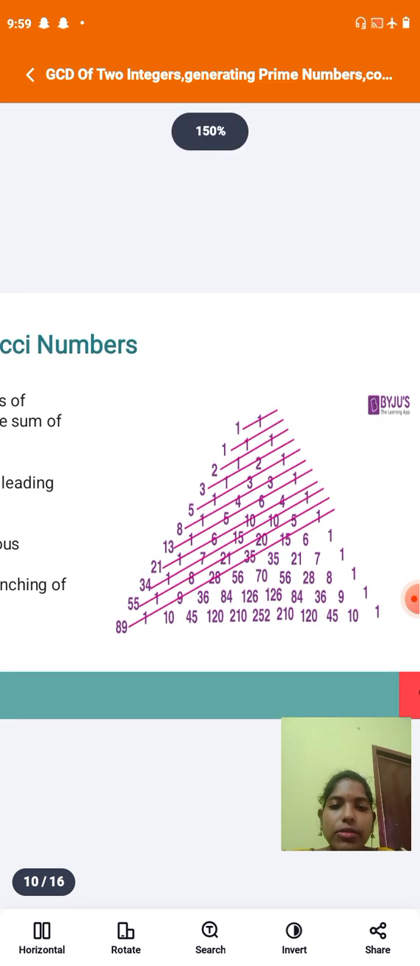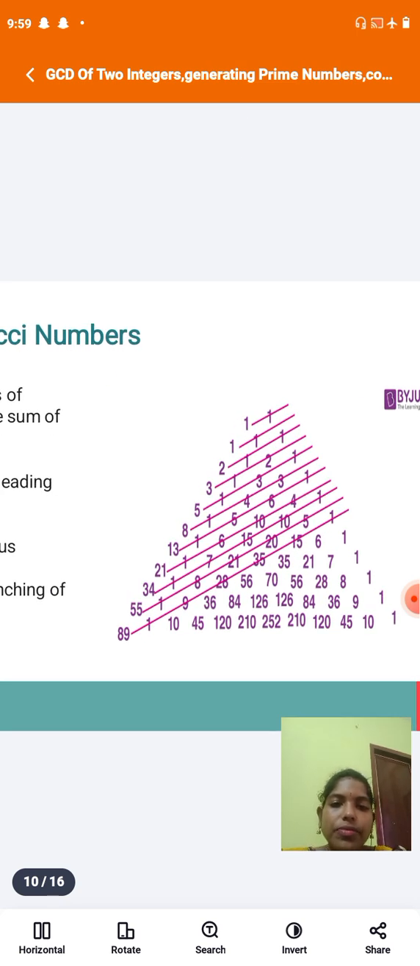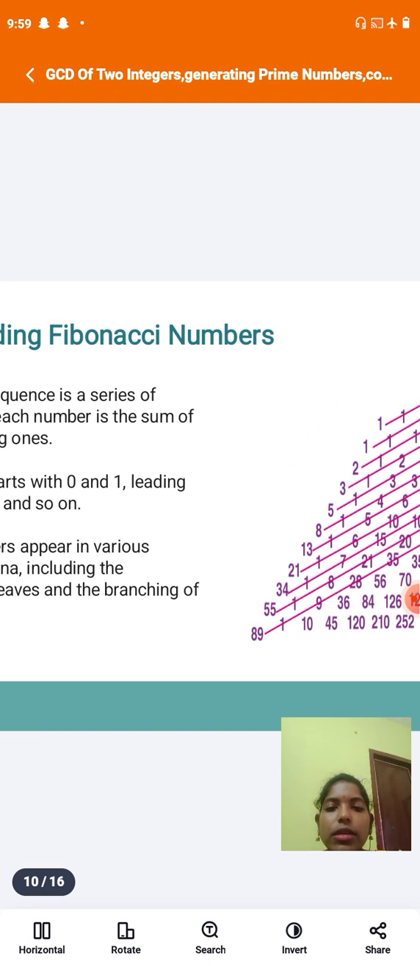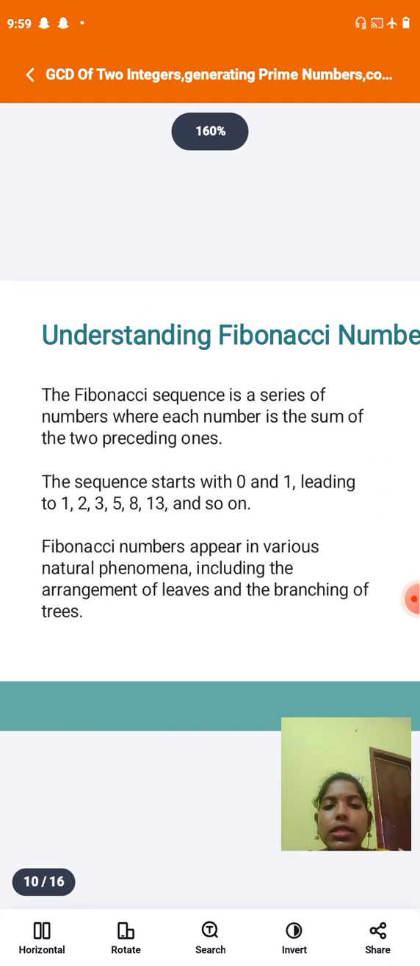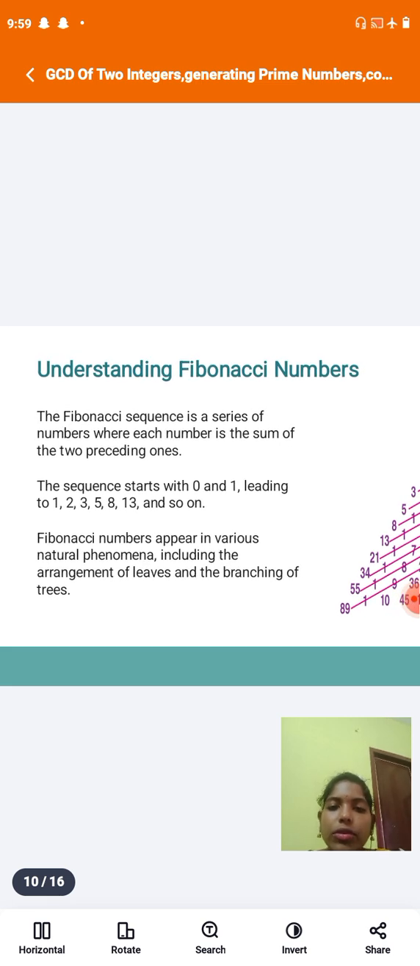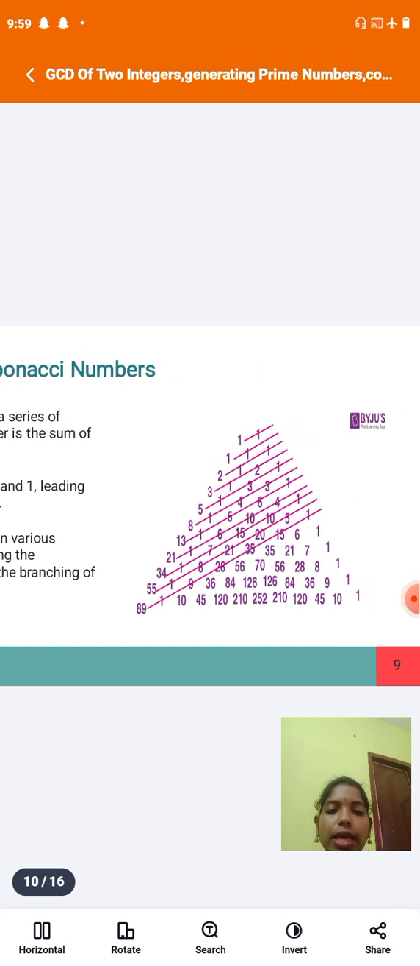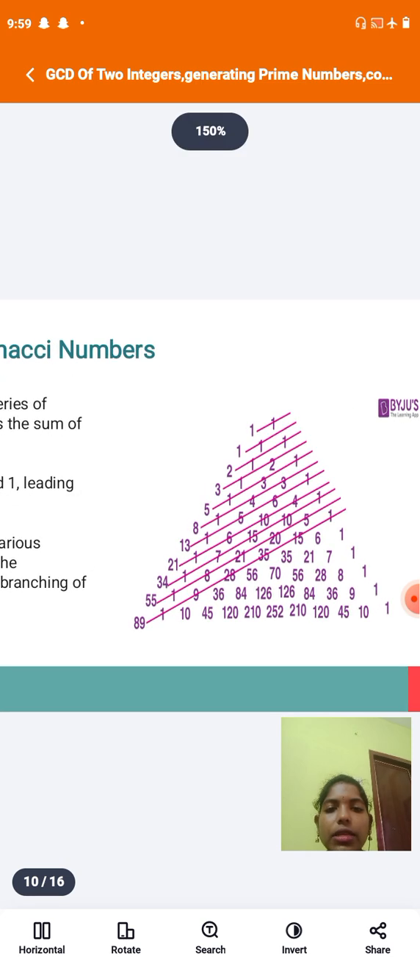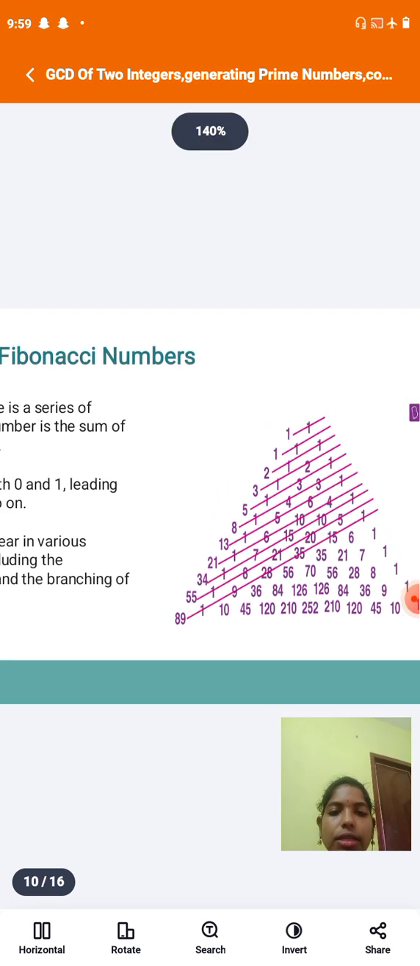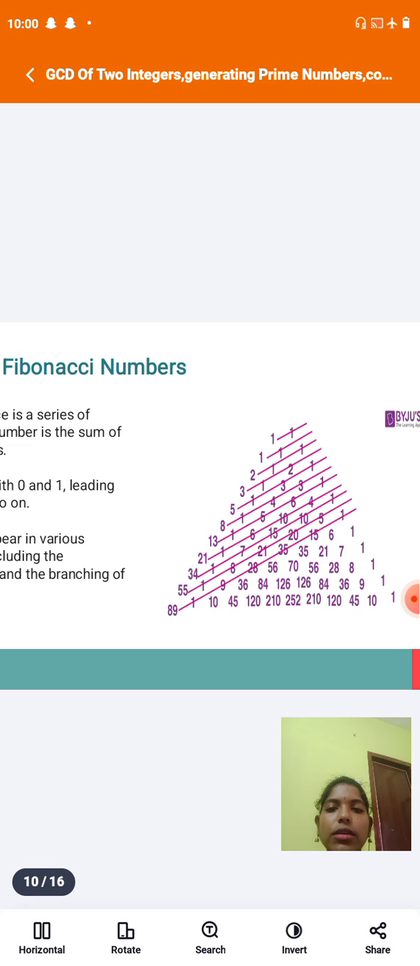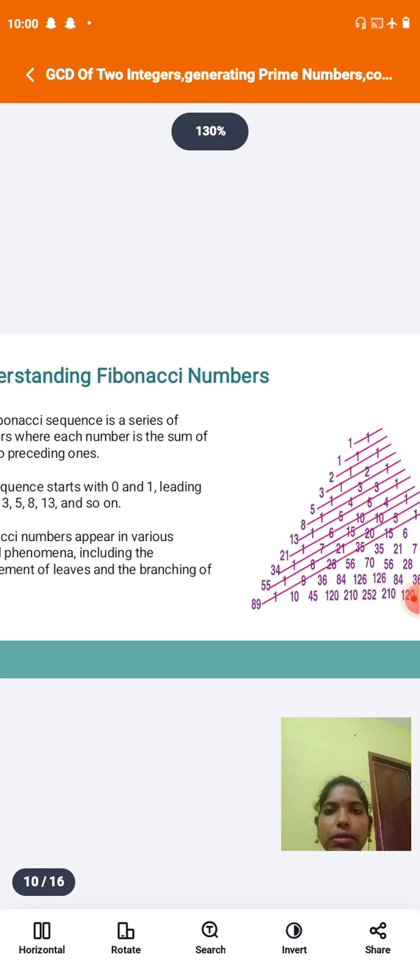Here we observe that it starts with 1. So 1 plus 1 is 2. 1 plus 2 is 3. 2 plus 3 is 5. Like this, the sum of two numbers leads to the next Fibonacci number. Fibonacci numbers appear in various natural phenomena, including the arrangement of leaves. The best example is a tree; a tree with leaves is the best example for the Fibonacci number.